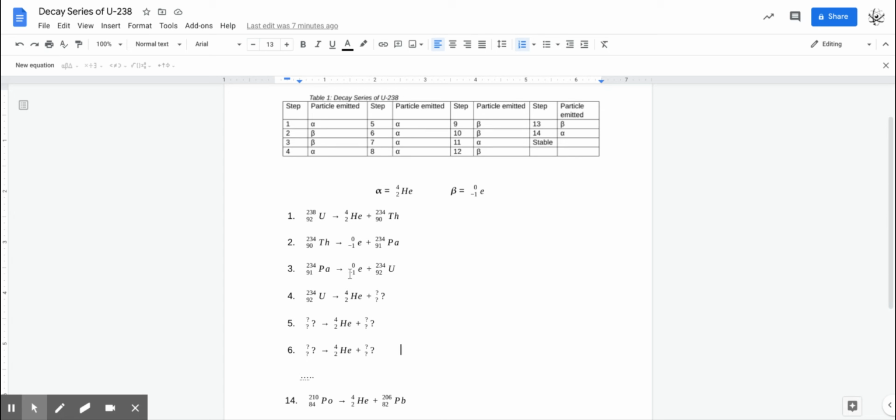So 234 minus 0 is 234. 91 minus -1 turns into 91 plus 1. So that is how we found the atomic number 92. And that is uranium. So you might be thinking, wait a minute, I've gone backwards. And in one case we did, because we did turn back into uranium, but not the same isotope of uranium that we started with. We started with uranium-238, and now we have uranium-234. So it's a different isotope of uranium.